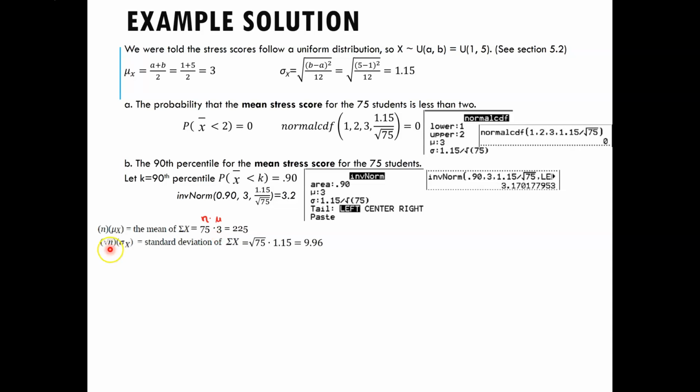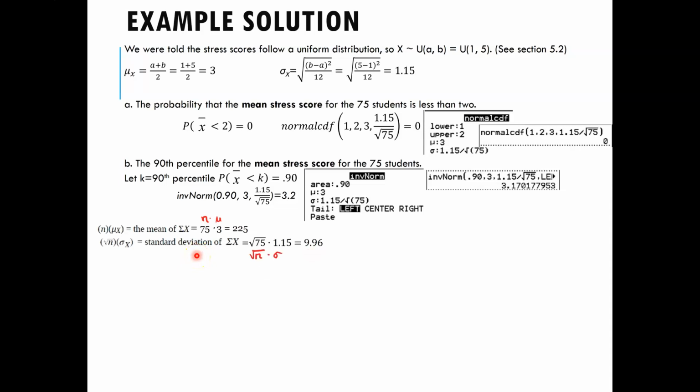And then if I want the standard deviation, I do the square root of the sample size times the standard deviation. So the square root of the sample size times the standard deviation is going to give us 9.96. All right. So I want to be careful that when I'm doing the mean, that I use those formulas. When I'm doing the sum, I use these formulas.